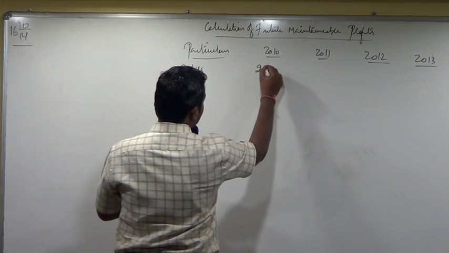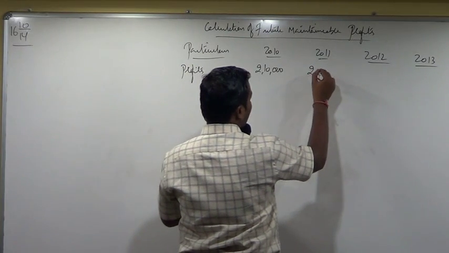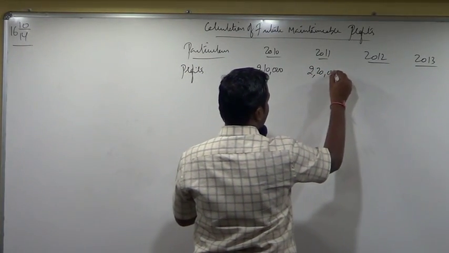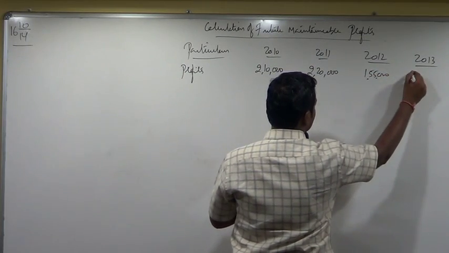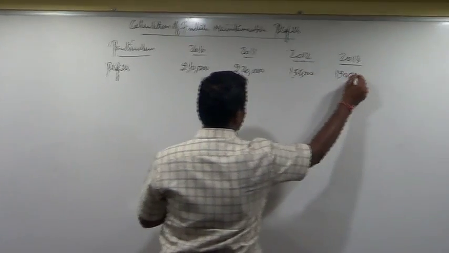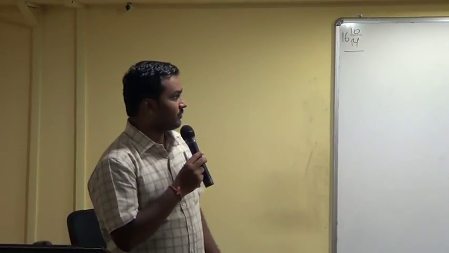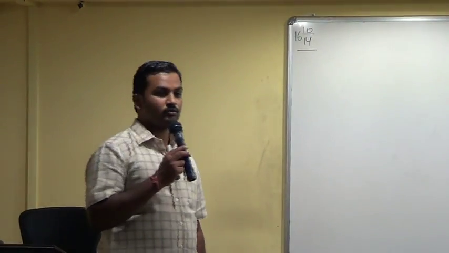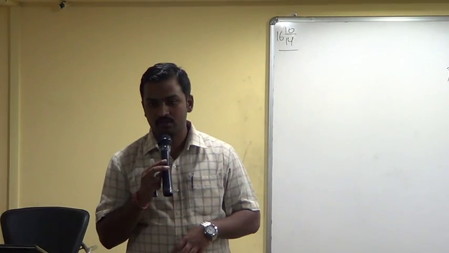2010 was how much? 2 lakh 10,000. 2011? 2 lakh 20,000. 1 lakh 55,000. 1 lakh 90,000. Now you are given some additional information about 2010 profits. See the additional information given to you. In 2010, the firm has sold an asset because of which we got a profit of 10,000.